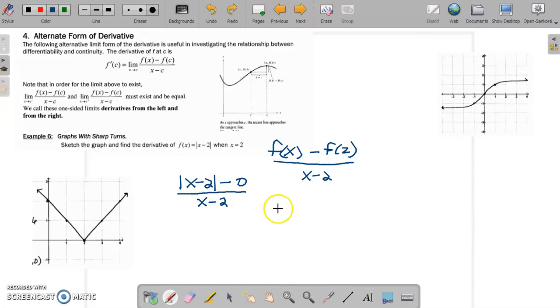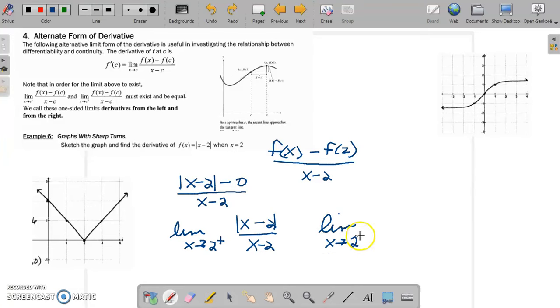Okay? So essentially what I have to do is find the limit as x approaches 2 from the right of the absolute value of x minus 2 divided by x minus 2. And then also find that limit from the left. Okay, and if those limits are the same, then the limit exists and we can move on. But we're going to discover something weird. You might remember what this graph looks like and what happens with the limits with it.